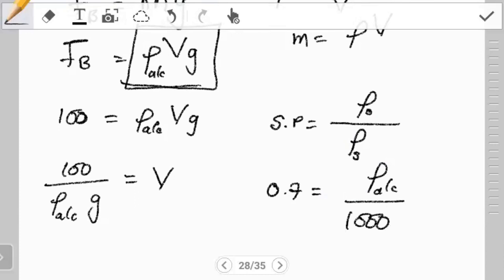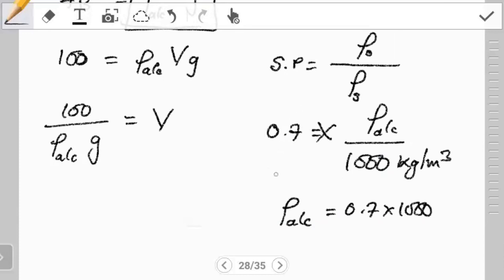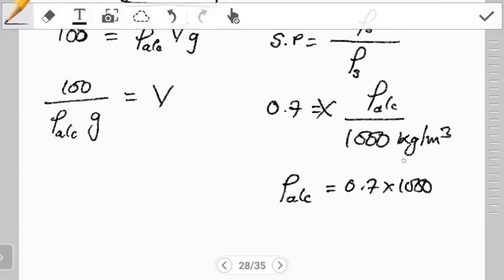which is 1,000. So when we cross multiply here, the density of alcohol is equal to 0.7 multiplying 1,000. Now, the 1,000 I used here for the density of water is in kg per meter cubed, and the specific gravity doesn't have units. So when I cross multiply, the product I end up with is going to have units of kg per meter cubed. So this, of course, is going to end up as 700 kg per meter cubed.